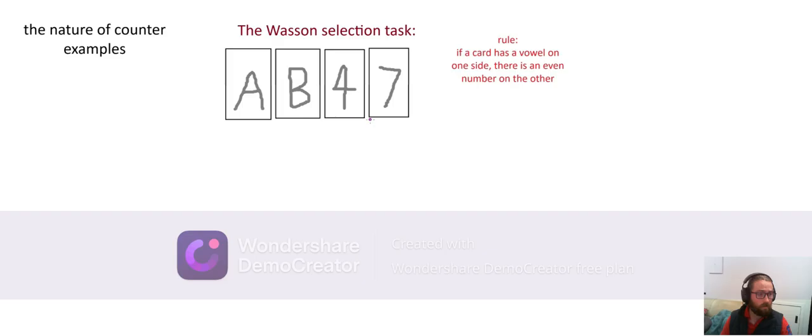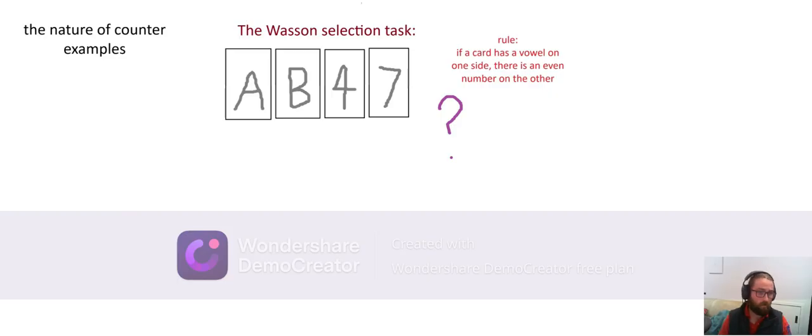And the question is, if you just see these 4 cards with these 4 sides, what cards do you have to flip over in order to make sure the rule is being followed? So what cards need to be flipped to demonstrate that this rule is definitely true for all the cards? Feel free to pause here and have a think about it. I'm going to get into the answer now.